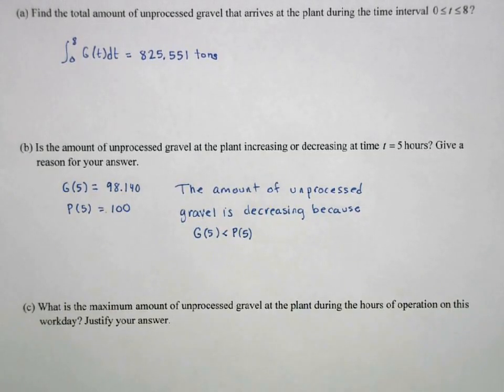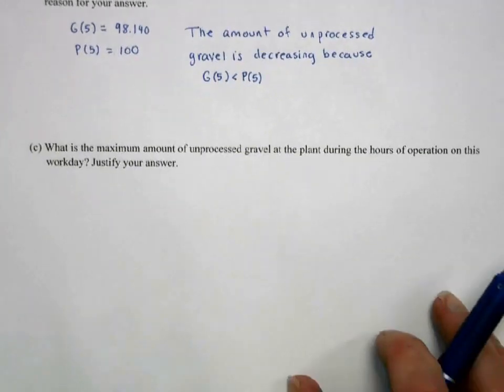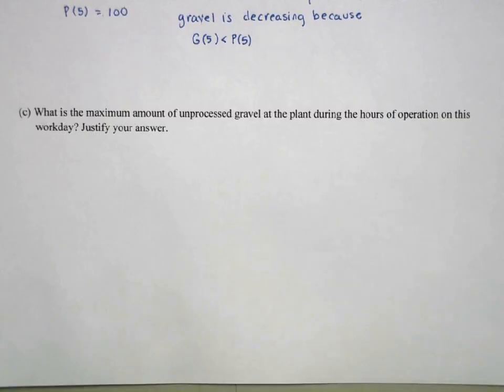Our final question: what is the maximum amount of unprocessed gravel at the plant during the hours of operation on this workday? Justify your answer. So anytime you are asked for an absolute max or an absolute min on a closed interval, we are using the extreme value theorem, that says that an absolute max and an absolute min on a closed interval, as long as our function is continuous, will occur at an endpoint or a critical point. So I'm going to make a chart.